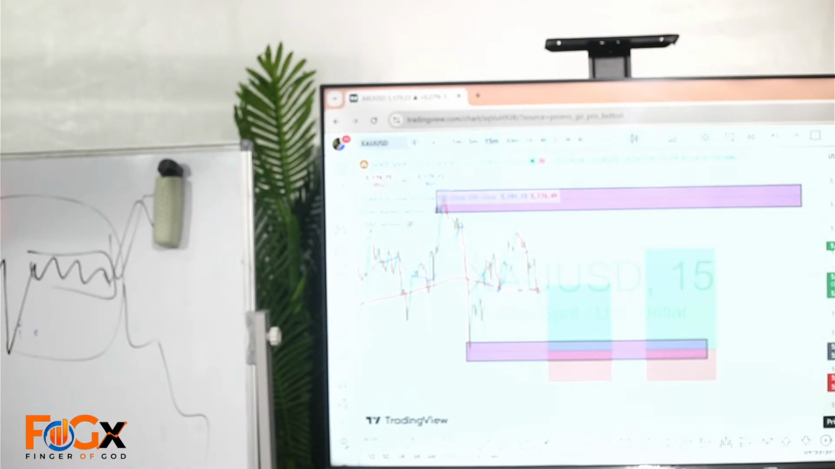5150.19. Stop loss 5136.77. That is 0.77 points. TP 5192.68. Yeah, so place the order.